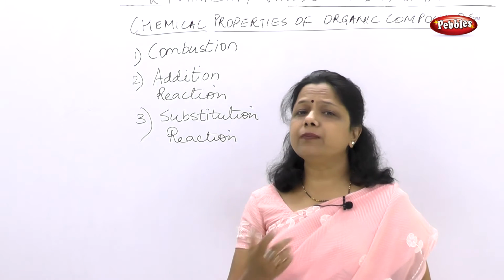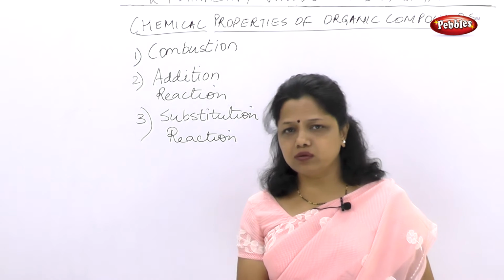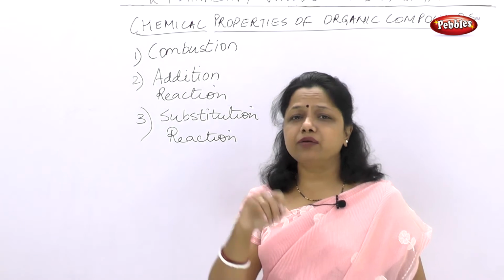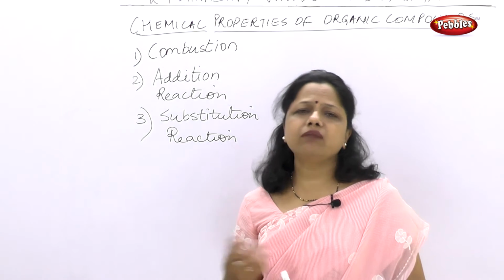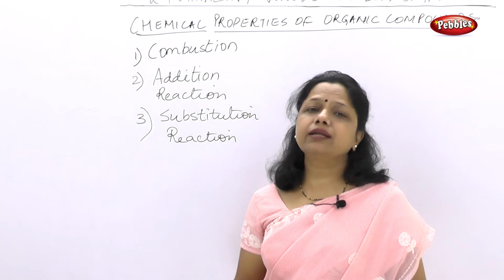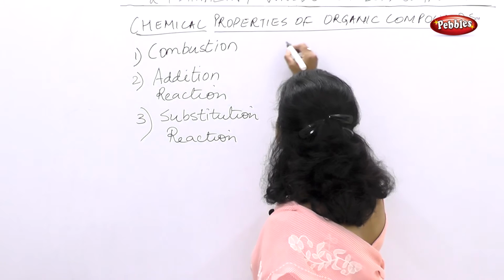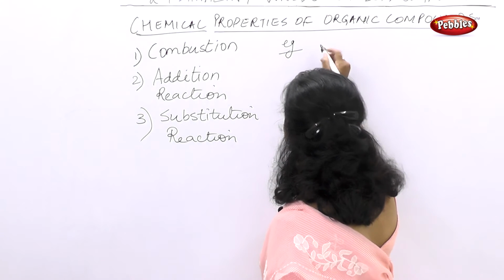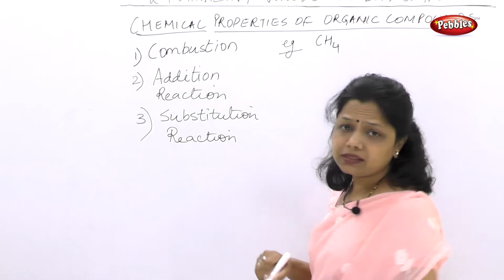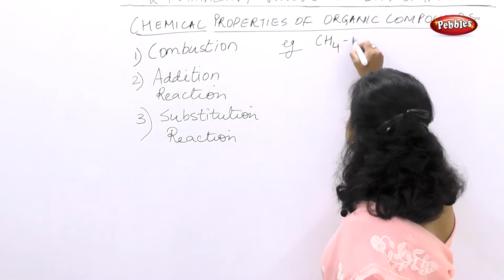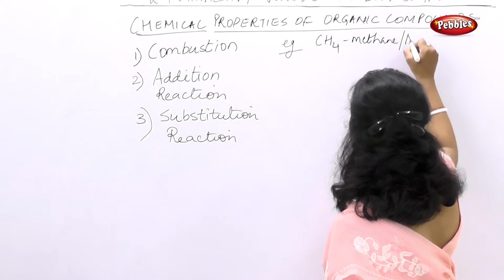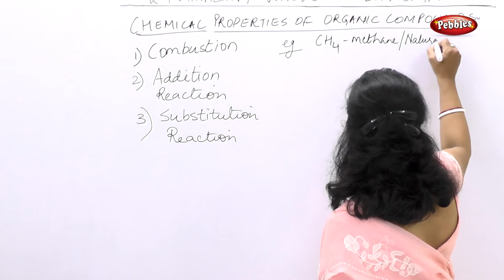Hydrocarbons are made up of carbon and hydrogen. Now imagine carbon is burning in air, hydrogen is burning in air, what can be formed? There are only two products possible in combustion. The easiest combustion example is CH4, which is called methane gas, or commonly we know it as natural gas.